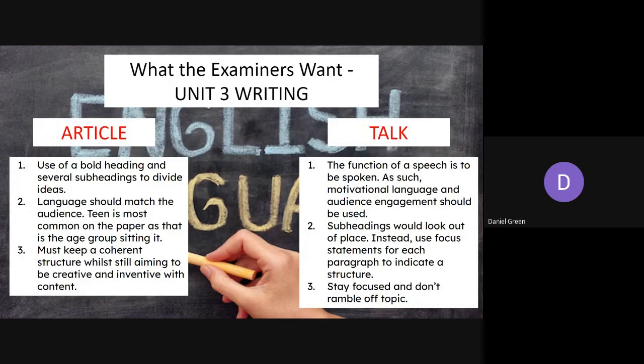Also, with an article, you must keep a coherent structure while aiming to be creative and inventive with your content. What I mean by that is it still needs to stay in some kind of order. You don't want to be jumping all over the place, because what will end up happening is that you will sort of drop away and ramble on about something that is completely unnecessary because you're panicking that you want to write as much as you can. And in reality, it'll take away from the article because it'll show that you haven't really thought about it. That is why planning is so essential for something like an article.